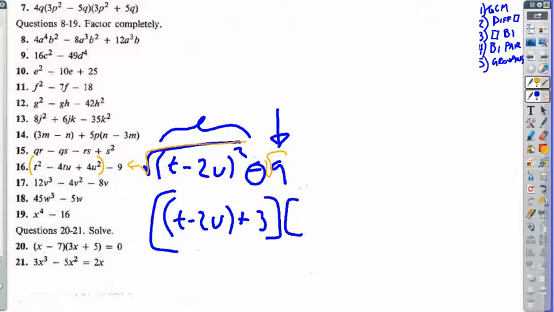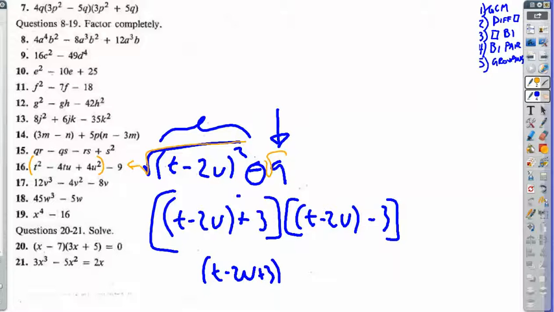And so my other term is going to be the same thing, minus 3. So at this point, I have no more simplifying to do. So really, I just have t minus 2u plus 3. And yes, I do need to get rid of the inner parentheses. And t minus 2u minus 3. And there are my 2 terms.